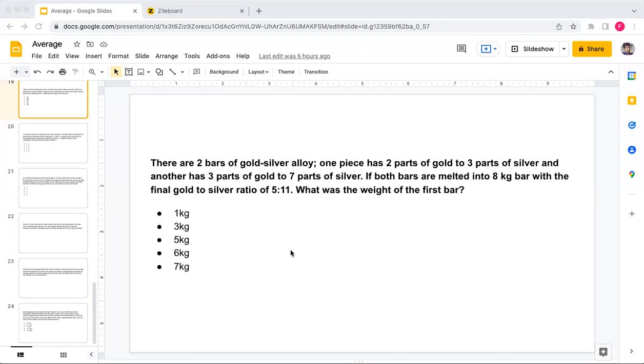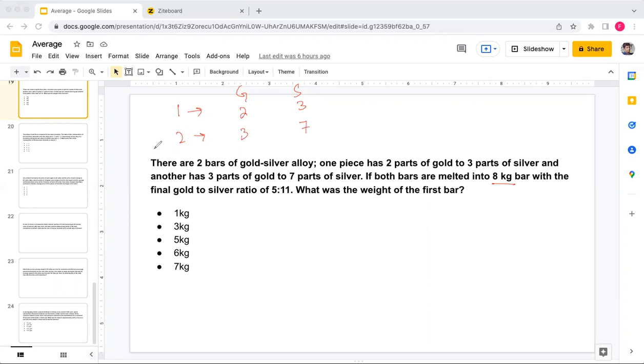Okay, so in this question, there are 2 bars of gold silver alloy. Let's consider the first bar and second bar. In the first bar, gold is 2 parts and silver is 3 parts. In the other, there are 3 parts of gold and 7 parts of silver. If both are melted together into 8 kg of bar with the final gold to silver ratio of 5:11.